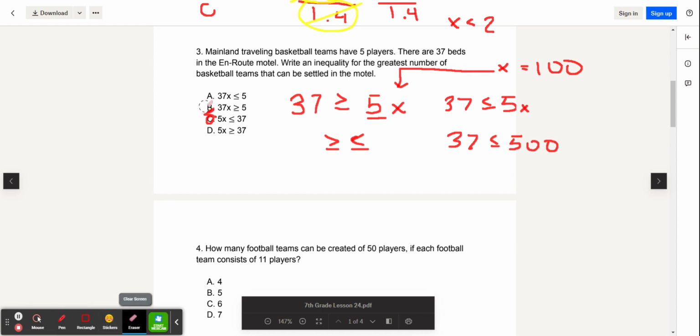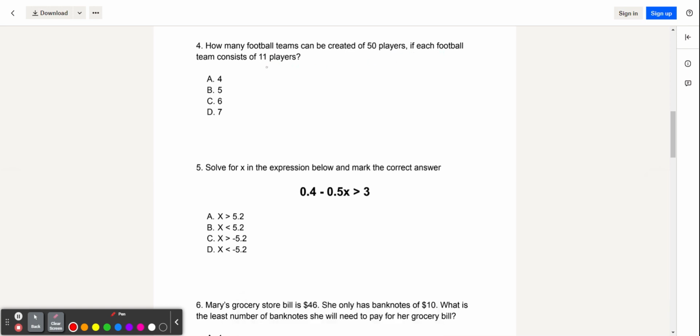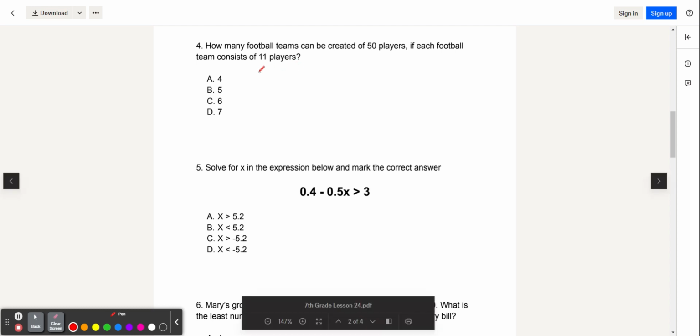So, our next problem: How many football teams can be created of 50 players if each team is 11 players? And we can't have a team with too little players, so we have to make full teams. So the answer is 4, just looking at it.